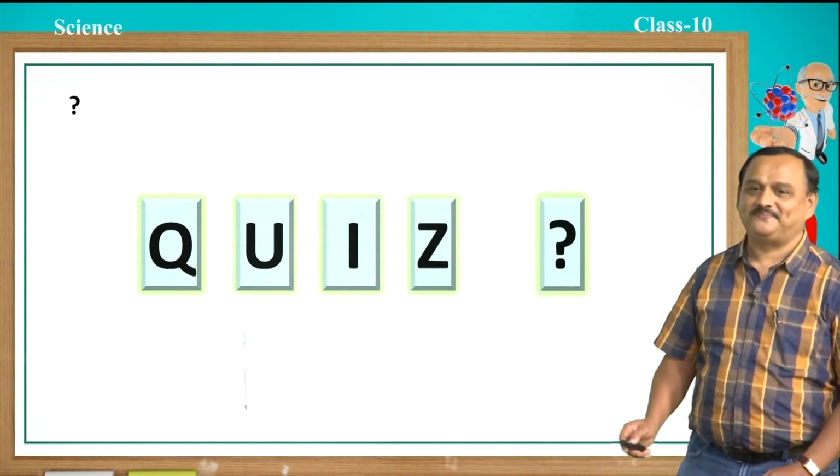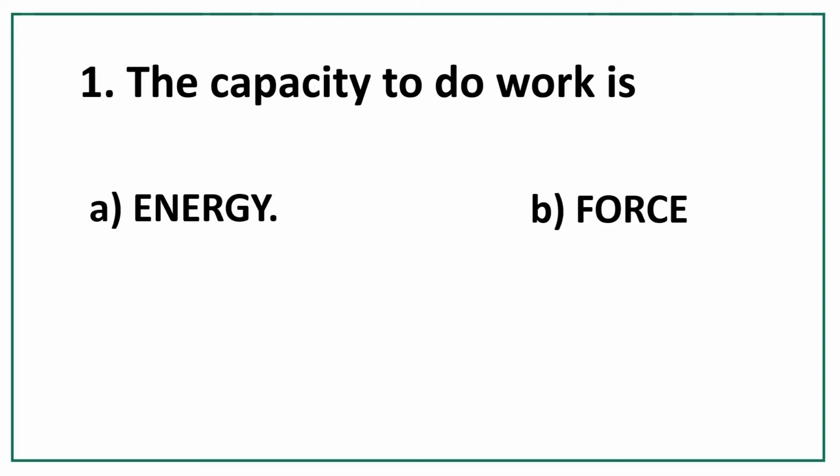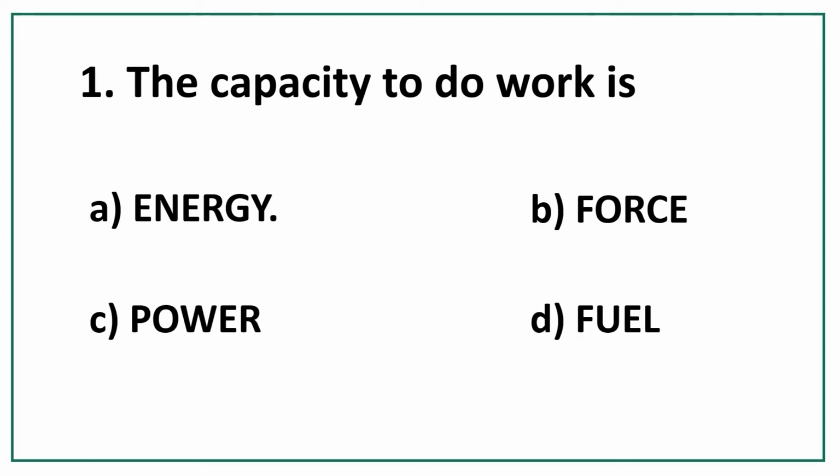Quiz. The first question: the capacity to do work is energy, force, power, fuel. Recall and answer. Your time starts now. Yes, the right answer is energy. Congratulations. Let us move on to the second question.